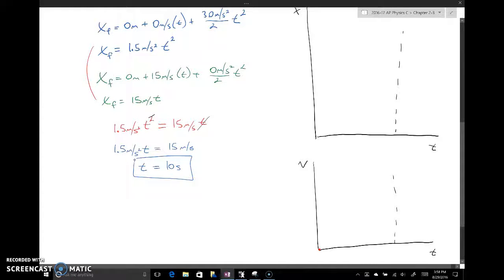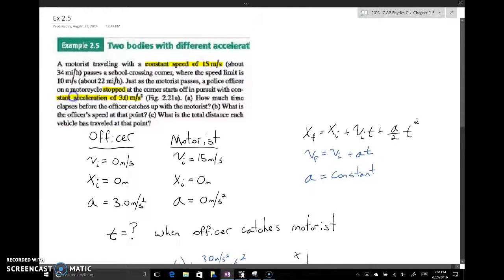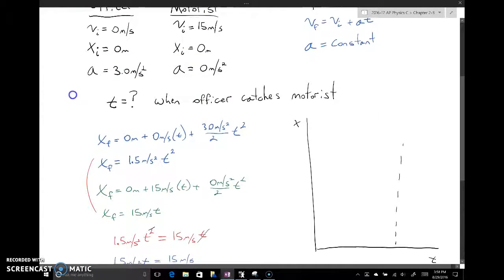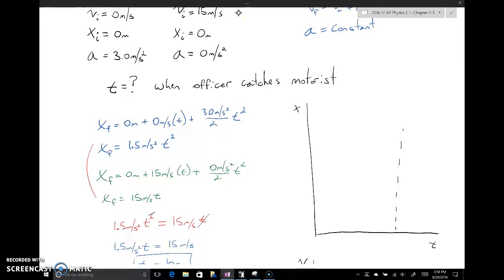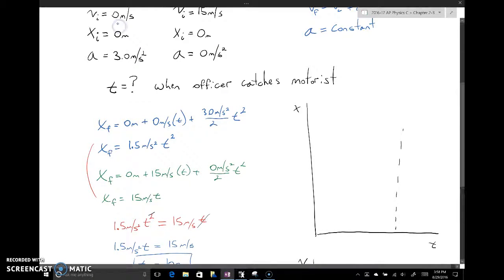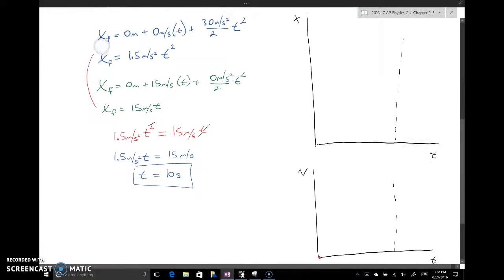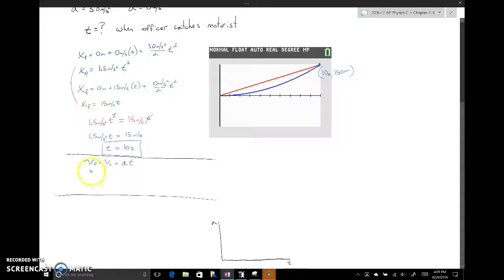That's when they're going to have the same position as each other and the officer has caught up to the motorist. Part B says, what is the officer's speed at that point? So we can plug in for the officer's speed into this equation here. 10 seconds times the acceleration. The officer started at 0 meters per second. The acceleration was 3.0 meters per second squared, and the time was 10 seconds. So the officer's final velocity was 30 meters per second.